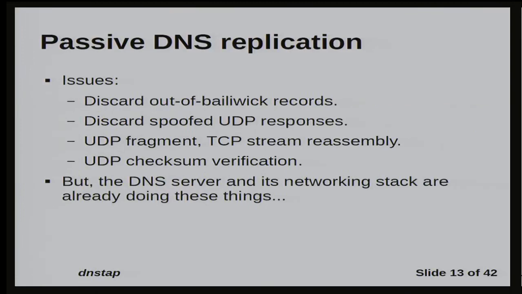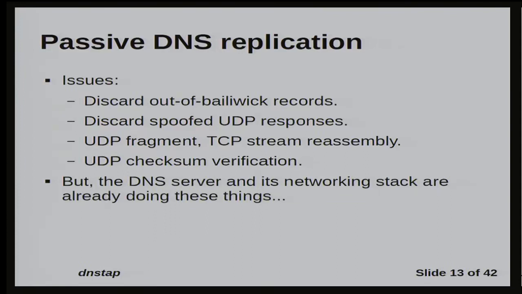Unfortunately, there's a number of issues with passive DNS replication. Because you're doing packet capture, you don't have access to certain information inside the server. So you have to come up with a way to discard out of bailiwick records, which occur quite frequently in the DNS. You need to be resilient against spoofed UDP responses. So for instance, you don't want your passive DNS replication system to blindly accept any UDP response message simply because it was captured on the wire.